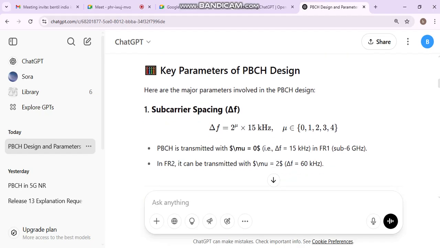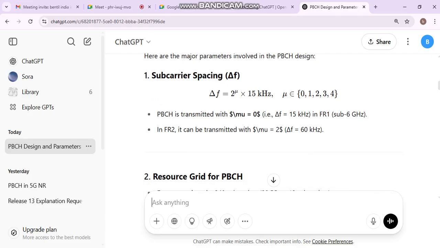Key parameters of PBCH design: subcarrier spacing delta f. Delta f is equal to 2 raised to mu times 15 kilohertz, where mu is 0 to 4. PBCH is transmitted with mu equal to 0, so delta f is 15 kilohertz in FR1, sub 6 gigahertz. In FR2 it can be transmitted with delta f of 60 kilohertz.